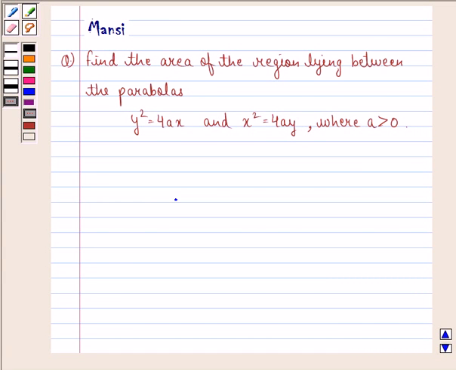Let's work out the following question. The question says, find the area of the region lying between the parabolas y square is equal to 4ax and x square is equal to 4ay, where a is positive. So let us start with the solution to this question.